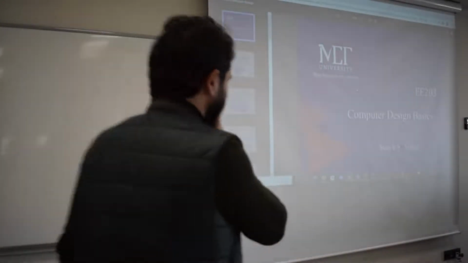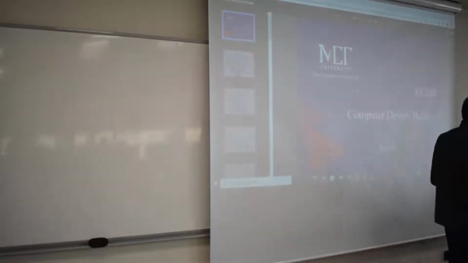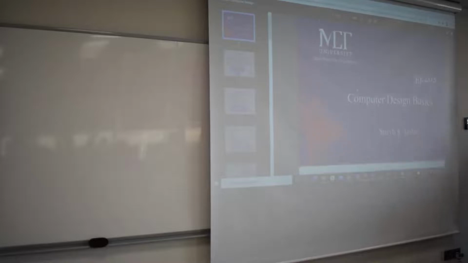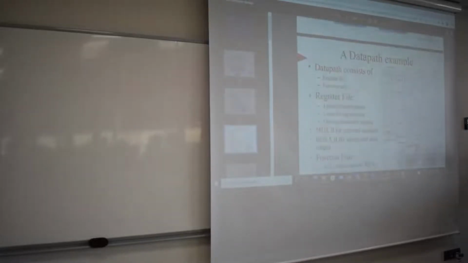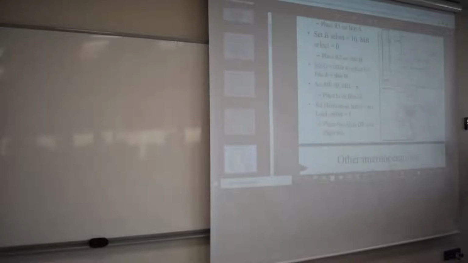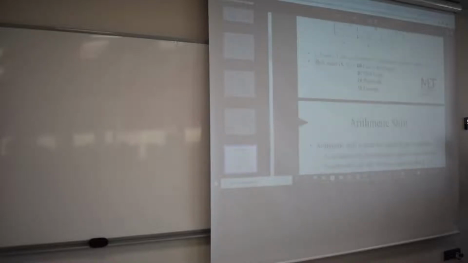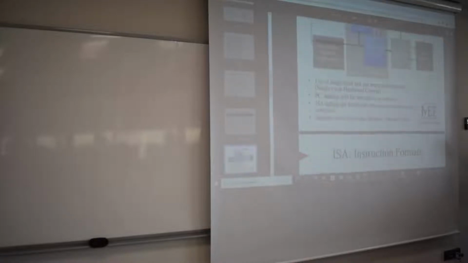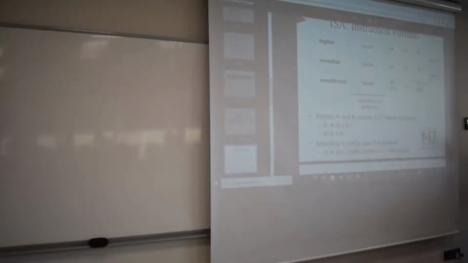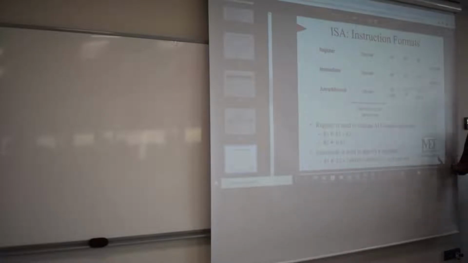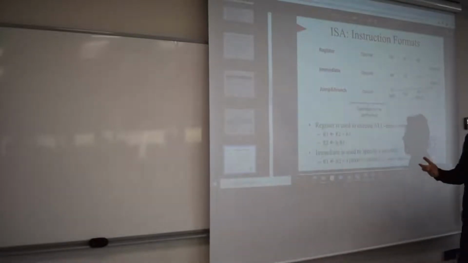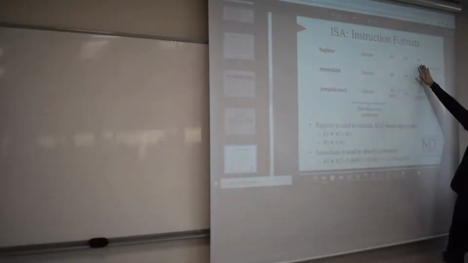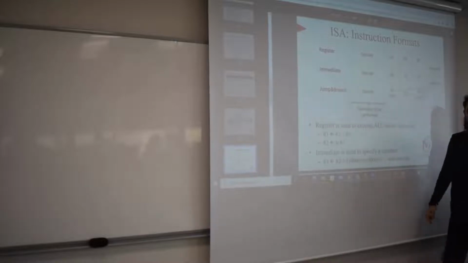Okay, so I'll continue today and actually finish up the discussion about computer design basics. Because now it's been 3 classes since we started talking about this architecture, so I'm going to jump directly to the instruction formats. I'm just going to review our last discussion with you. These are the instruction formats that we talked about, like register type, immediate type, and jump and branch type.